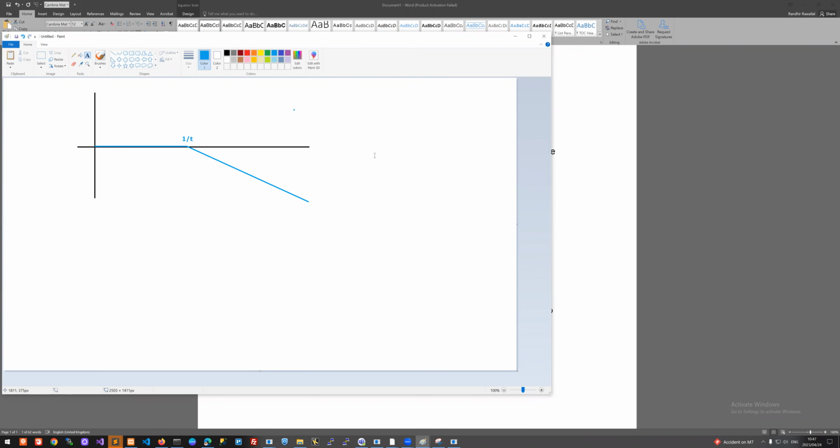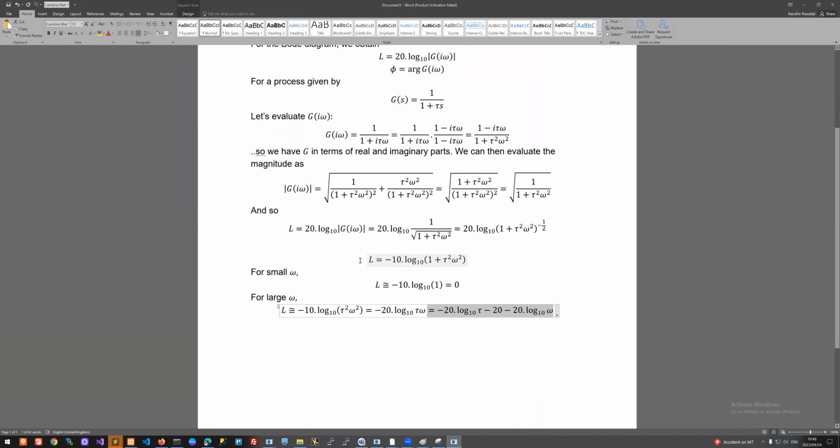Okay, any questions or comments on that? Okay, so that's what we get for the L part. So this is L plotted against log of omega. Okay, now the other thing we need to do is also get the angle.